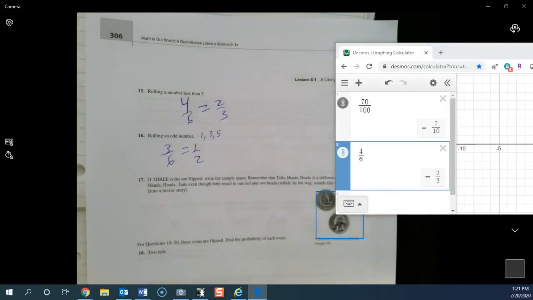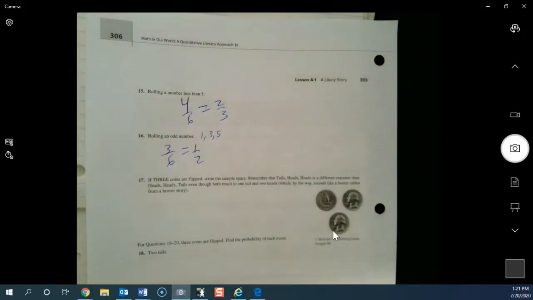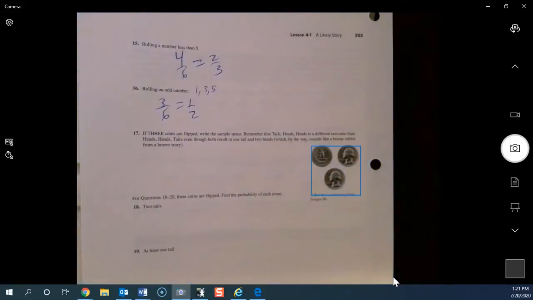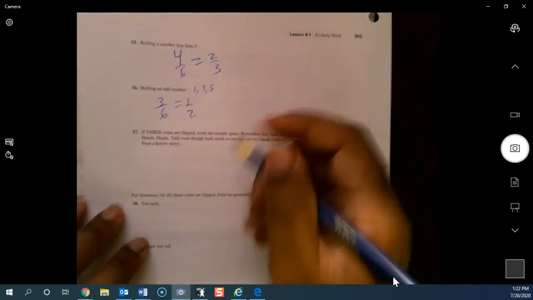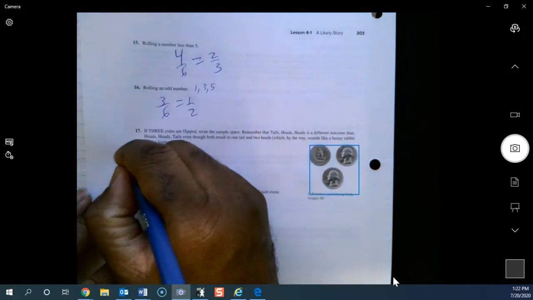Now, again, this isn't as bad, but let's take a look here at problem 17. It says, if 3 coins are flipped, write the sample space. Remember that tails, heads is a different outcome than head, tails, even though both result in 1 tail and 2 heads, which, by the way, sounds like a bunny rabbit. Yeah. Okay.